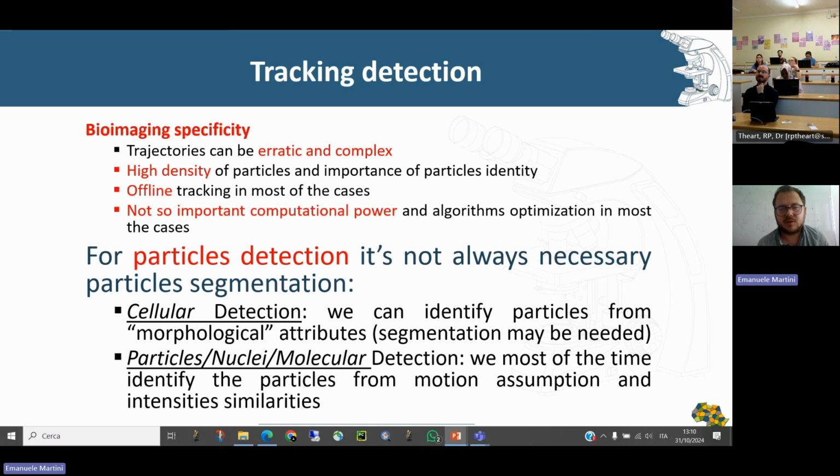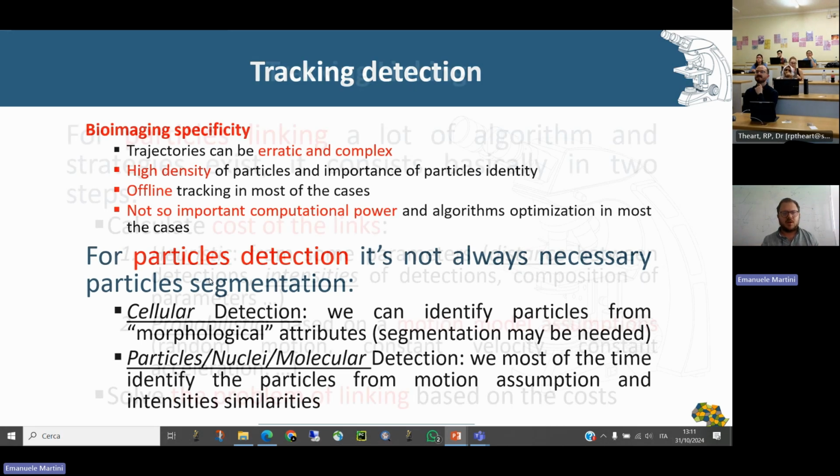A lot of the time you just need to identify more or less where your cell is, more or less where your nuclei are, but you don't need to find the real boundaries of the cell or of the nuclei. It really depends. Sometimes you are also interested in that, and so you also have to have a very good segmentation part. It depends on the biological question of your experiment and of your project, but it's nice to know that you don't always need segmentation of your particles.